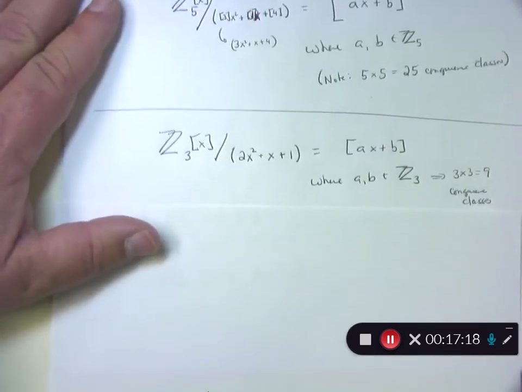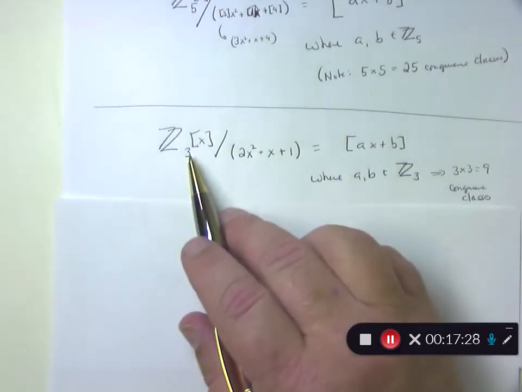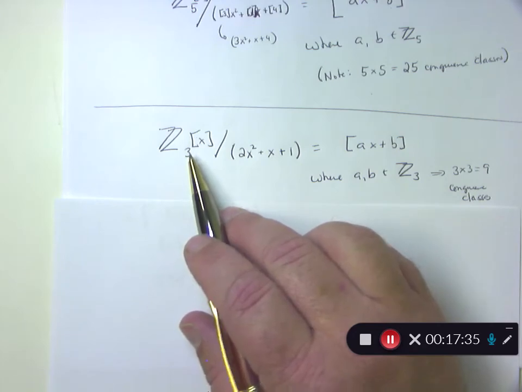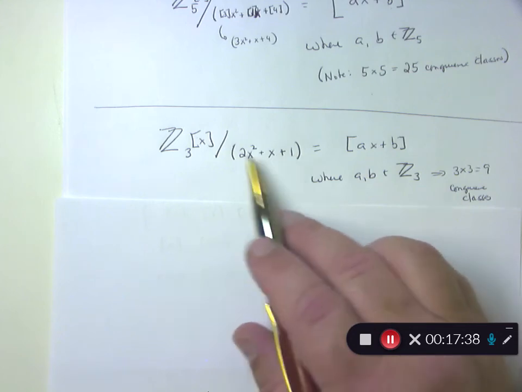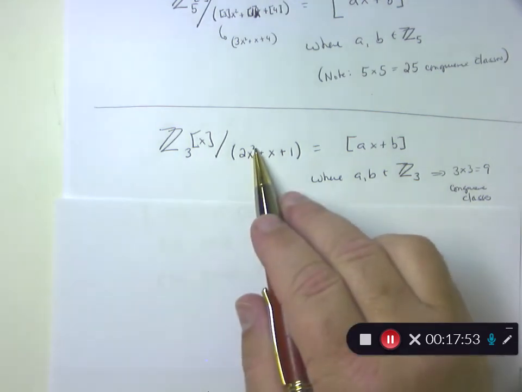So let's see if we can actually write them down. Z3 adjoin x modded out by 2x squared plus x plus 1. In Z3, you're allowed the numbers 0, 1, and 2, so all my coefficients have to be 0, 1, or 2. This is 2x squared plus x plus 1, because we don't typically put the pointed brackets around the polynomial. We just have to tell you where these are coming from: Z3 adjoin x modded out by 2x squared plus x plus 1. Now, I don't pay attention to the field yet. I pay attention to the degree. This is a degree 2.